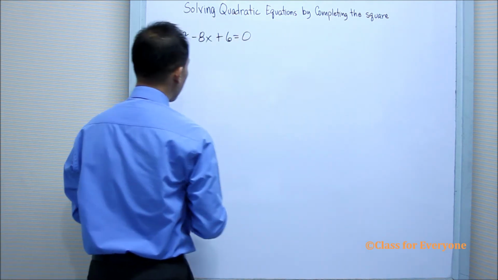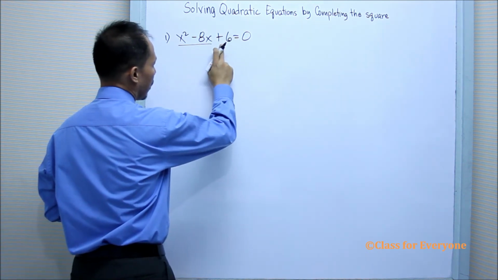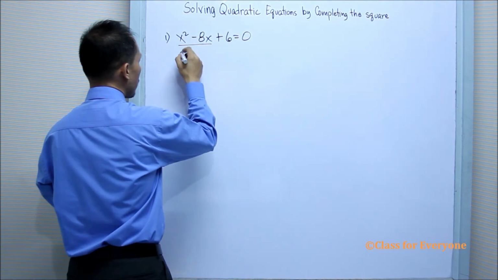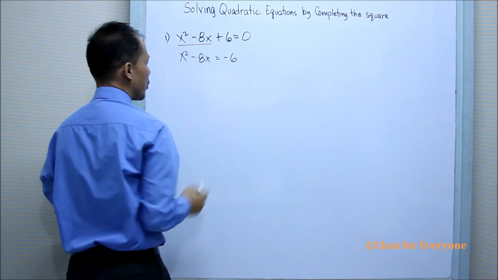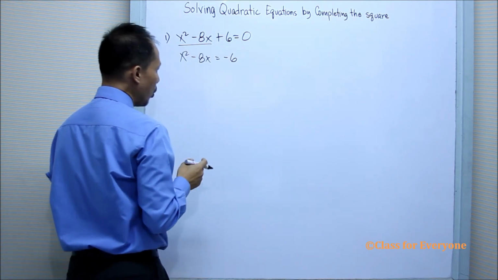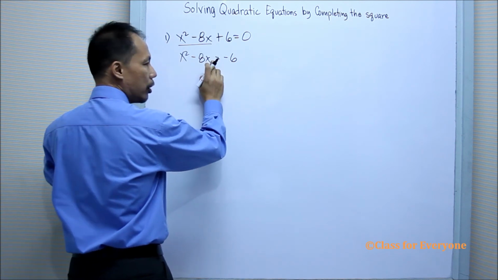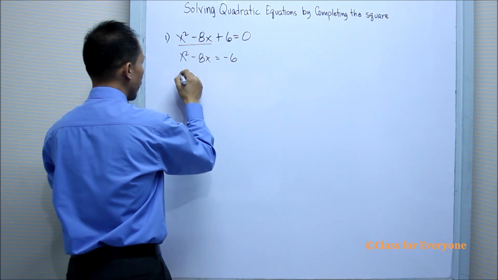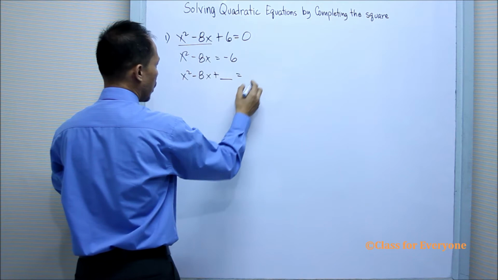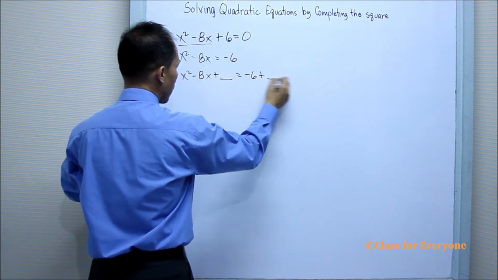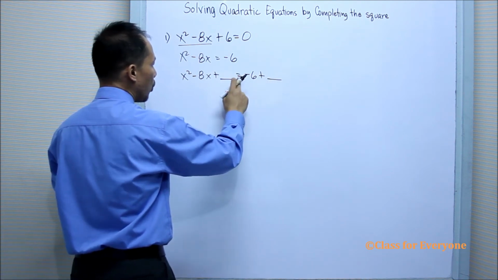Since it is completing the square, we have to move this term and get the additive inverse of it. So we have x squared minus 8x equals negative 6. I told you we have to complete the square. This must be a perfect square trinomial. There is a missing constant. x squared minus 8x plus the constant is equal to negative 6 plus the constant. If I add the constant here, I must also add the same constant to maintain the equality.